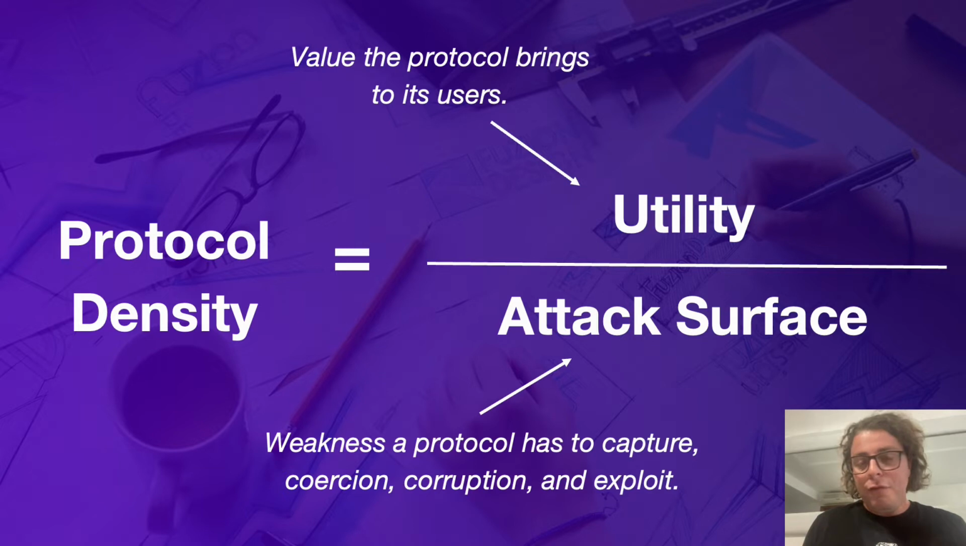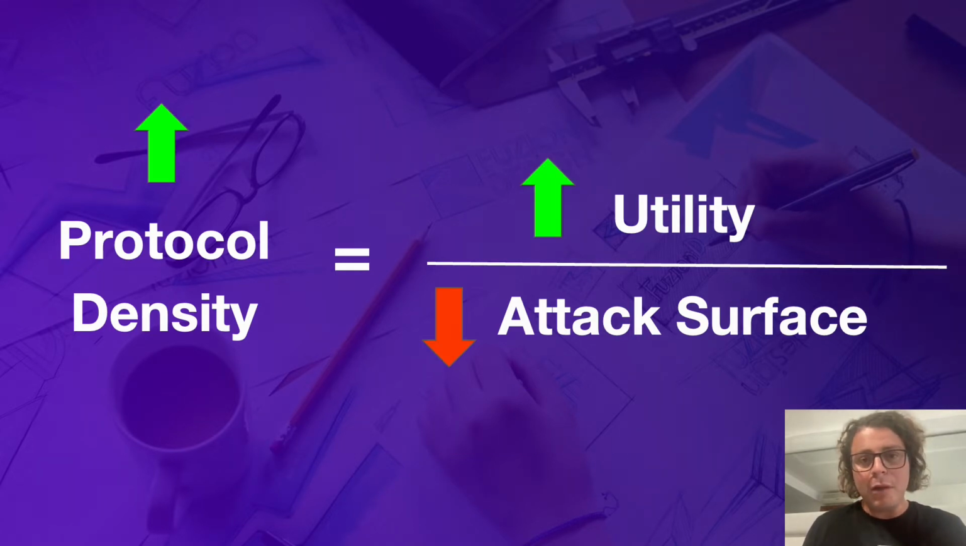So the goal of the strategy, as we discussed last week, is to try to increase as much as possible the density of the protocol by increasing the utility the protocol has for users and decreasing the attack surface to exploiters and attackers. Okay, so in a future lesson we will discuss attack surface, when we discuss mechanism design and token economics.